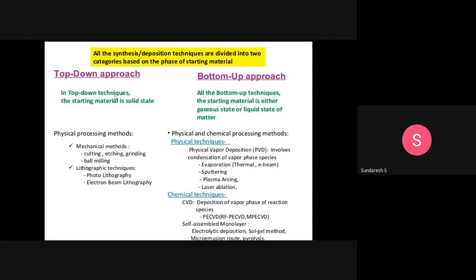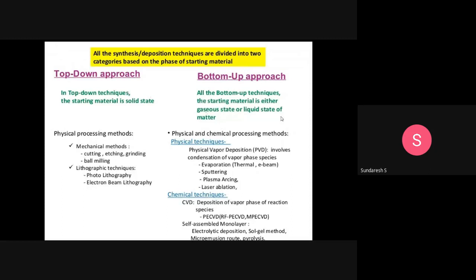The physical processing methods under top-down approach. So we have physical processing methods which are in the form of mechanical methods, which might be cutting, etching, grinding, ball milling. And of course lithographic techniques, photolithography, electron beam lithography. So these are the different physical processing methods what we have under top-down approach.